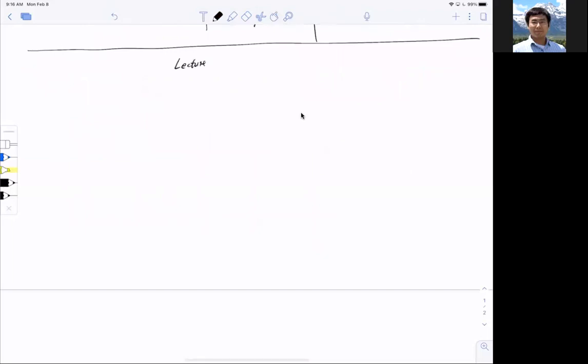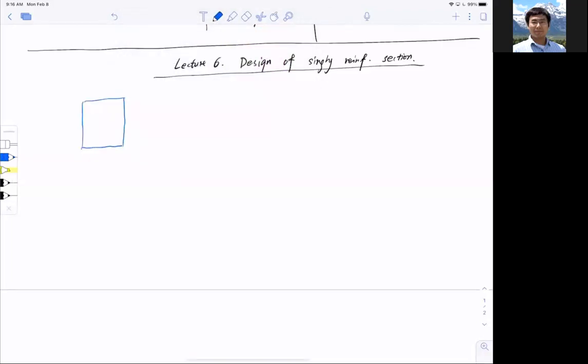So what we're going to do for lecture 6, first of all, we can talk about design of singly reinforced section. But before we do that, I want us to have a quick review of what we have learned so far. So first, we will have a section, and for example, a singly reinforced section is going to look like this.